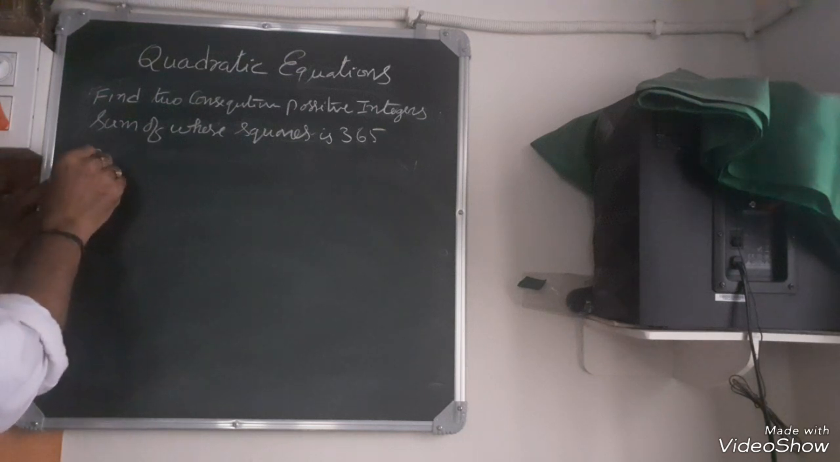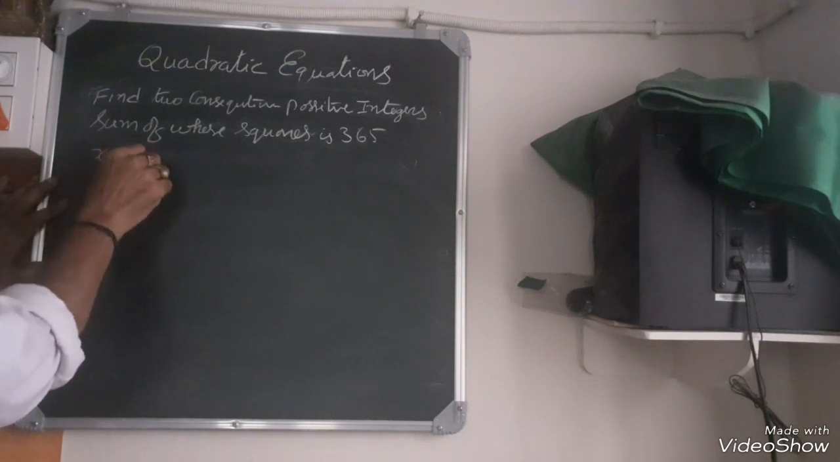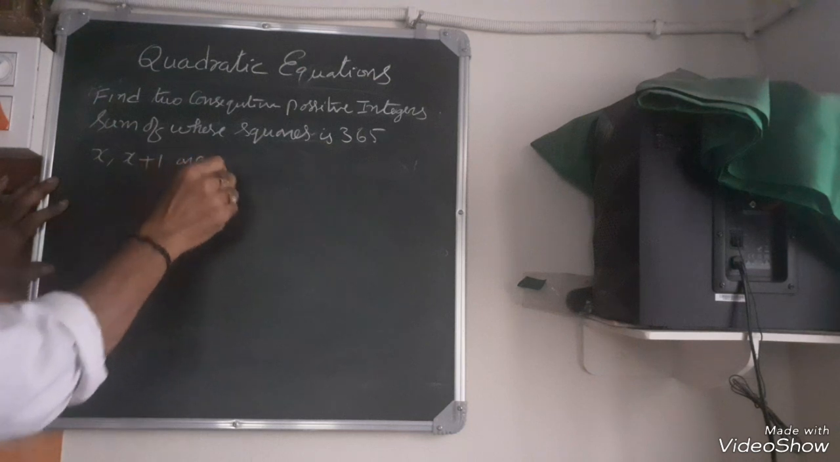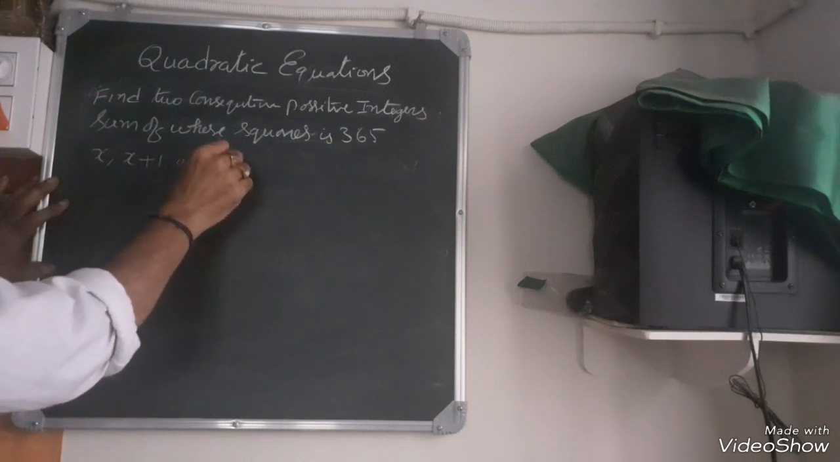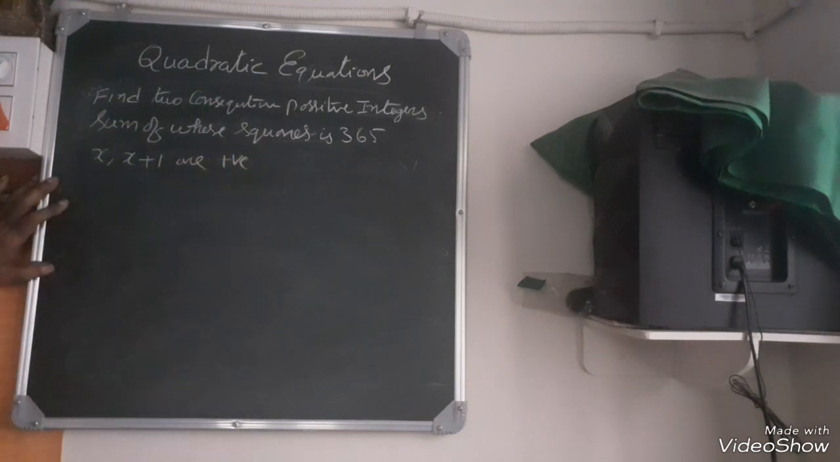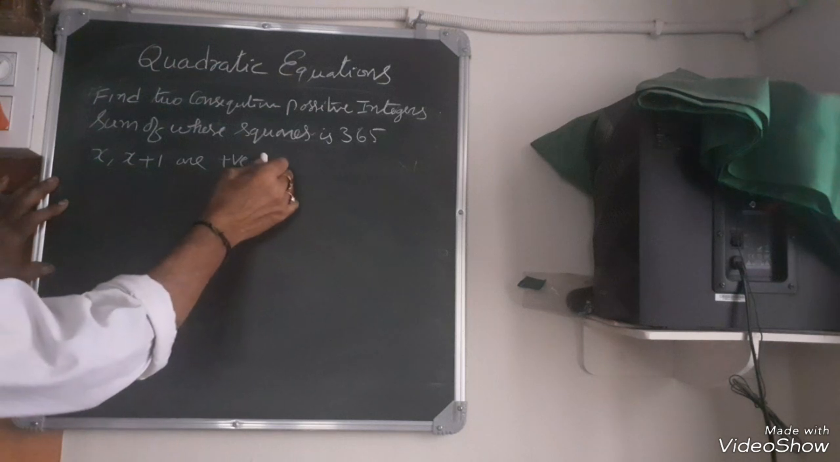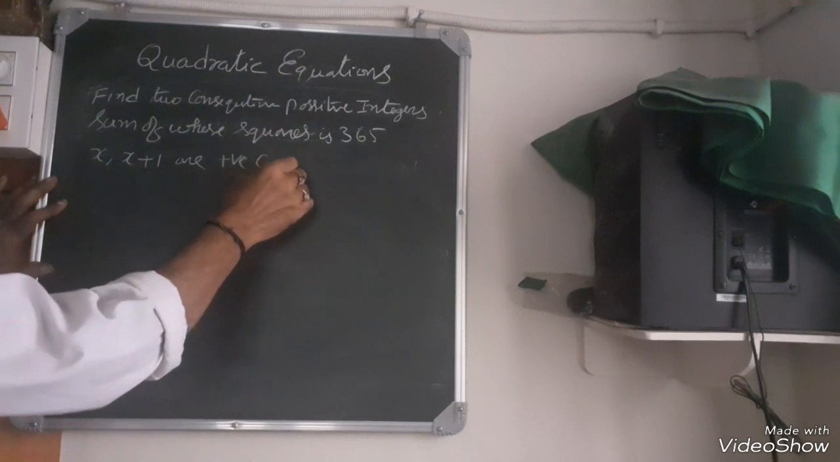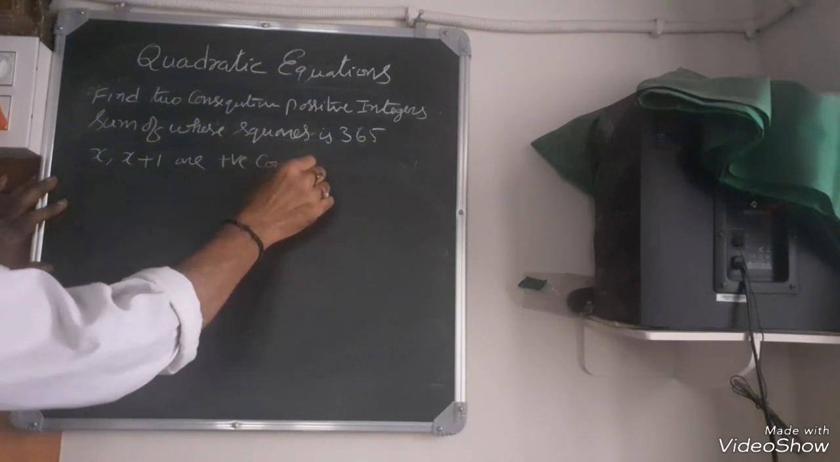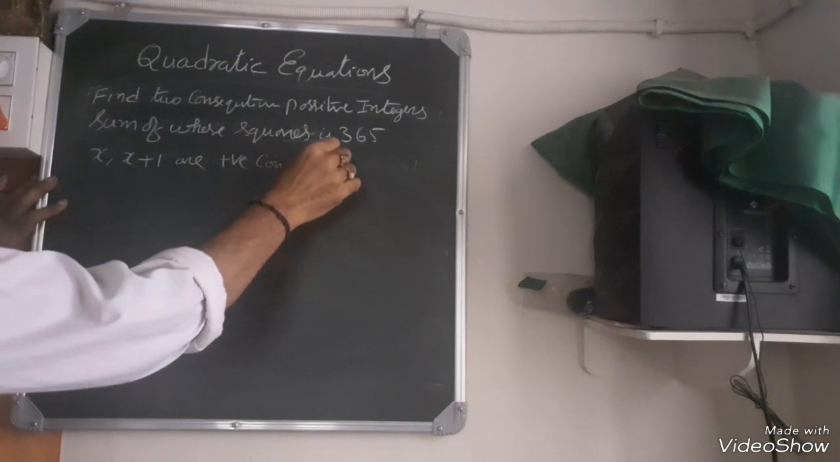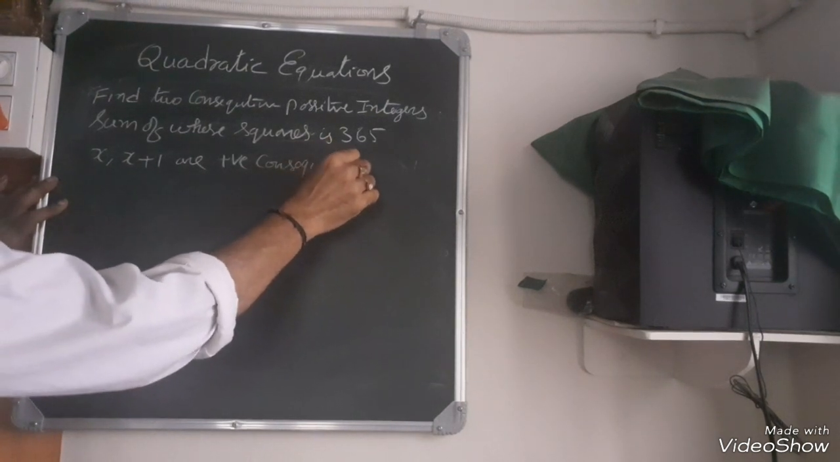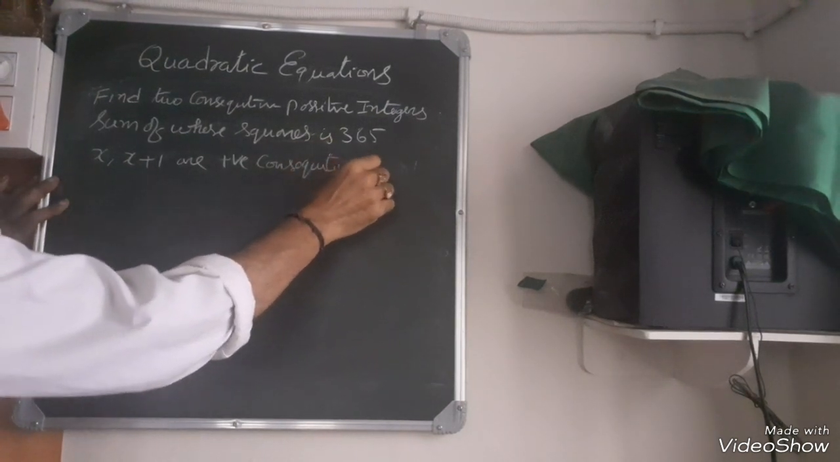So x and x plus 1 are positive consecutive integers.